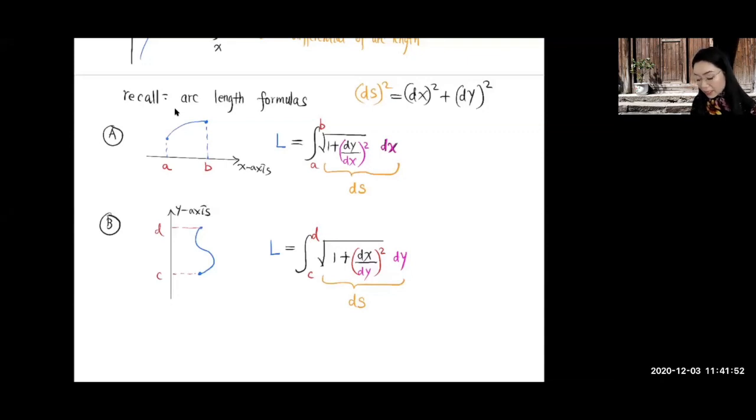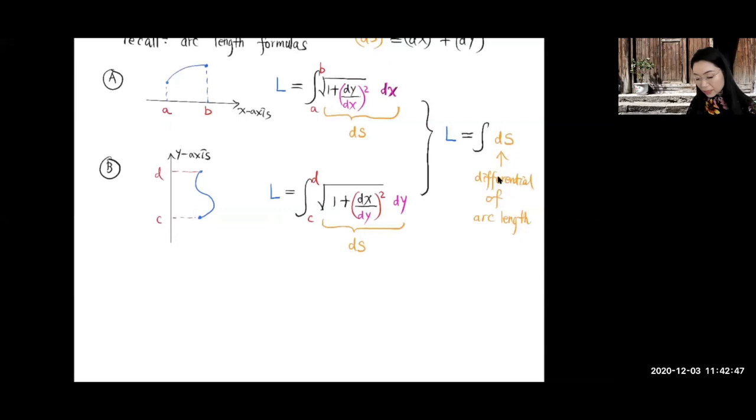So to remember the two formulas, you can put them together. The arc length is equal to the integral of this ds, which is the differential of arc length. Basically, you integrate this differential arc length and you get the whole arc. That will help you to remember the formula. Any question here? Okay, so this is the formula that you can try to remember.